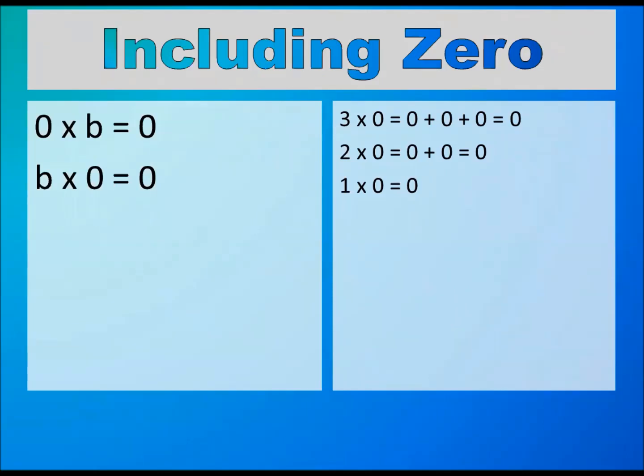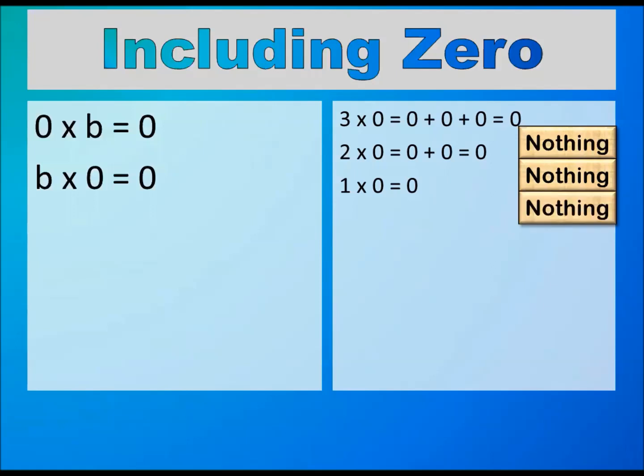To get from 3 times 0, which is 0, to 2 times 0, which is 0, you do nothing. To get from 2 times 0, which is 0, to 1 times 0, which is 0, you also do nothing. So, to figure out what 0 times 0 is, I do nothing. So, 0 times 0 is equal to 0.